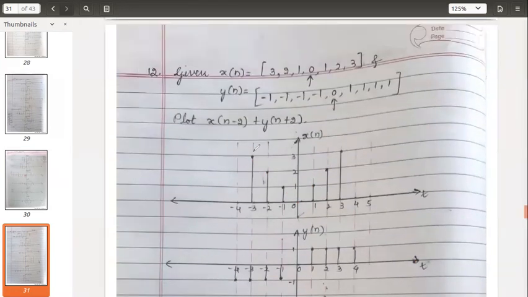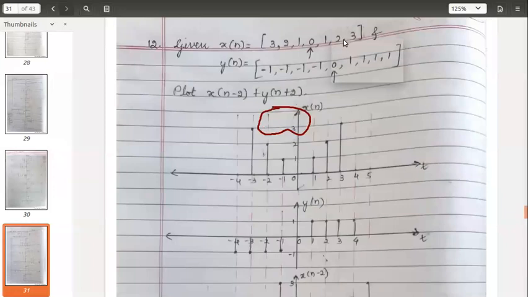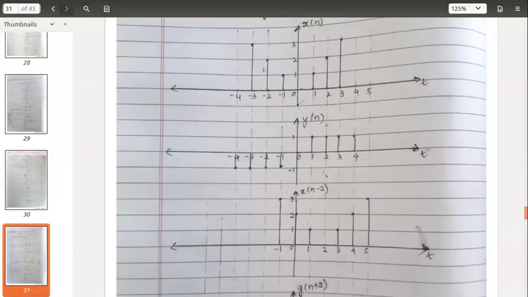Similarly, I think we have already done this, the second signal, y of n plus 2. This was a homework given to you. Y of n plus 2 means we need to shift the signal to the left side by 2. So let's do it.